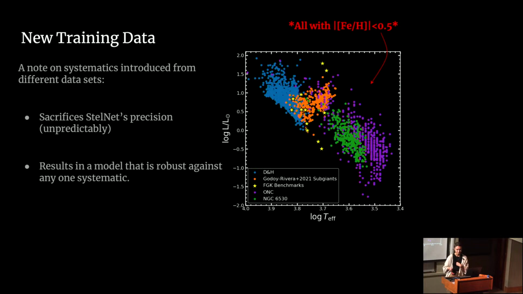Another note is that each of these samples have age and mass estimates from different implementations of stellar evolution theory, including and apart from MIST. And we expect that this will introduce small systematic biases in the model and that the effect will be kind of difficult to predict. So constraining the trade-offs of this method is something we should really investigate further, but for now, the idea is that by including estimates from many different models, we're training something new that's robust against any one of these systematics, even if it sacrifices precision.